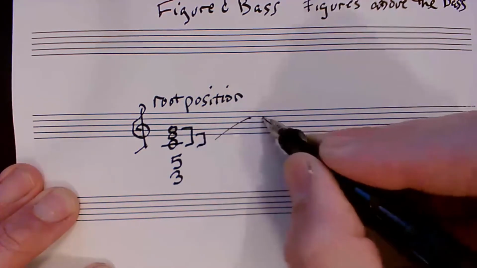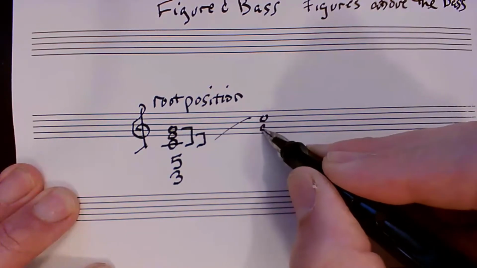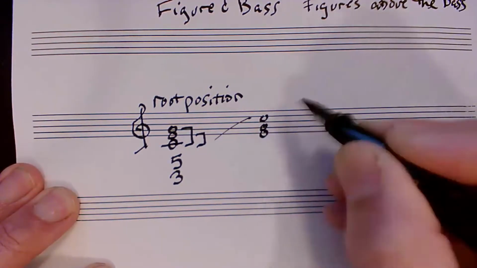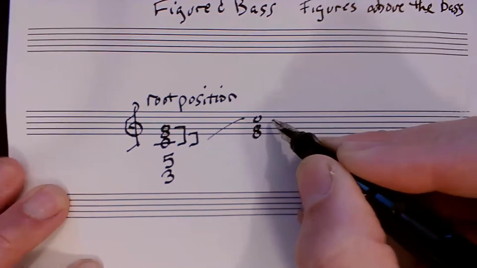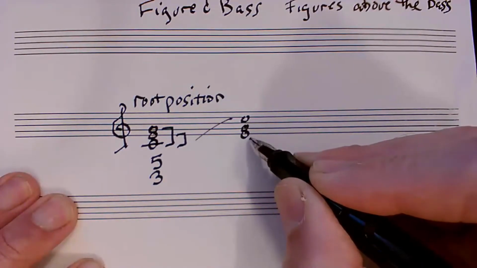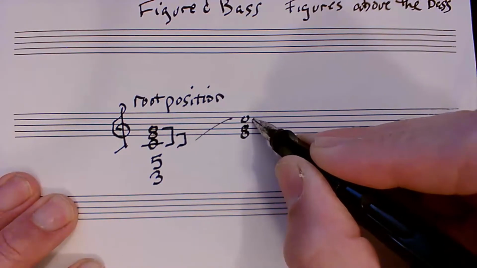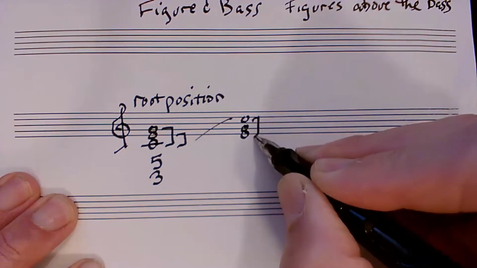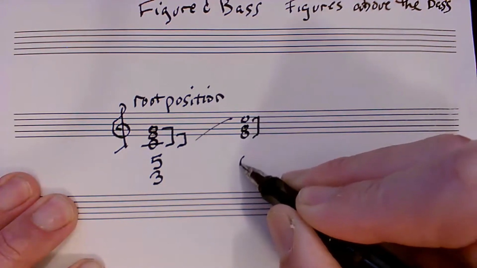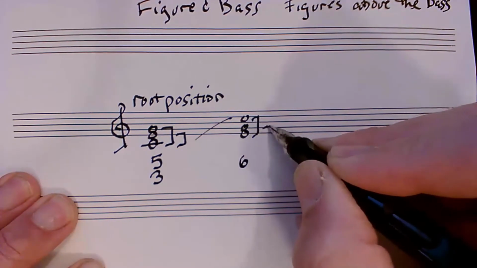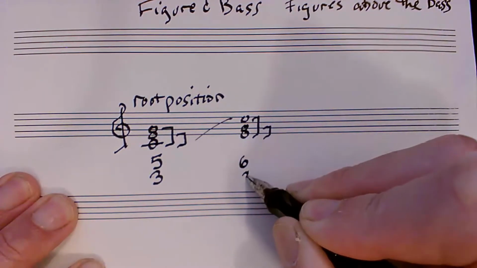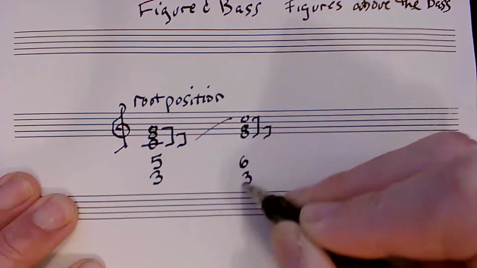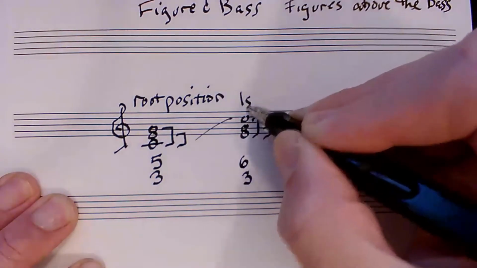If we were to turn this into an inversion, that is, place the root in some upper voice and have the third of the chord as the lowest voice, we could also count those intervals. And we would see the interval of the sixth and the interval of the third. And that would be the figured bass symbol for first inversion.